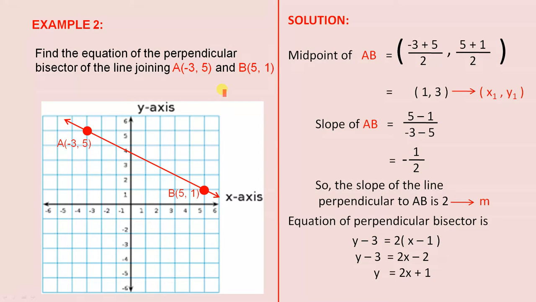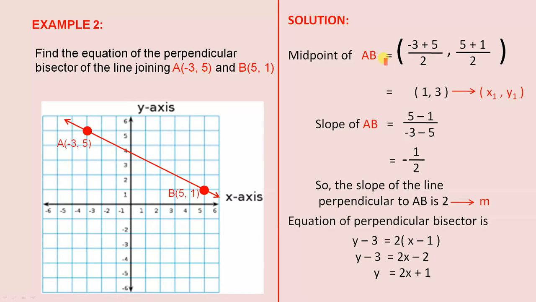Example 2. Find the equation of the perpendicular bisector of the line joining A (-3, 5) and B (5, 1). So there's -3, 5 and there's 5, 1. So we have to find the equation of the line which bisects those 2 points, and it's also perpendicular. Let's have a look.